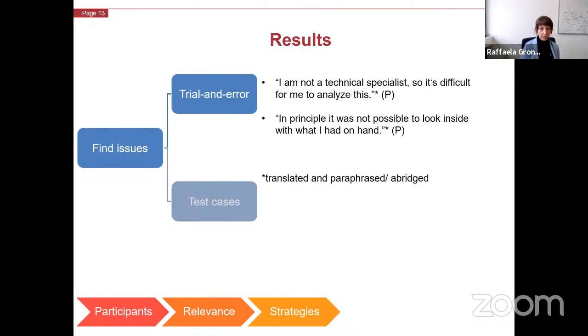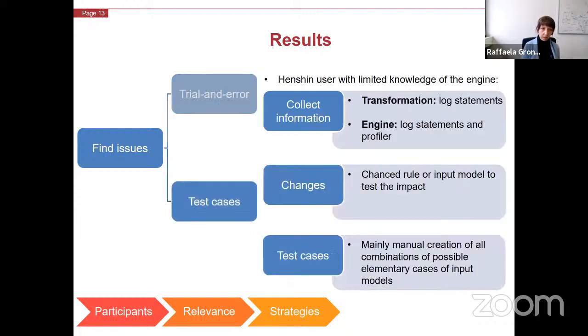Then let's take a look at strategies to find causes of performance issues. And one I would like to present you is the trial and error strategy. This one was only used by pure users. And if we take a look at their statements, it becomes clear why. They had no way to get any information on how their transformation is executed, and therefore the only thing left was trial and error. Then another strategy to find causes of performance issues we called test cases strategy.